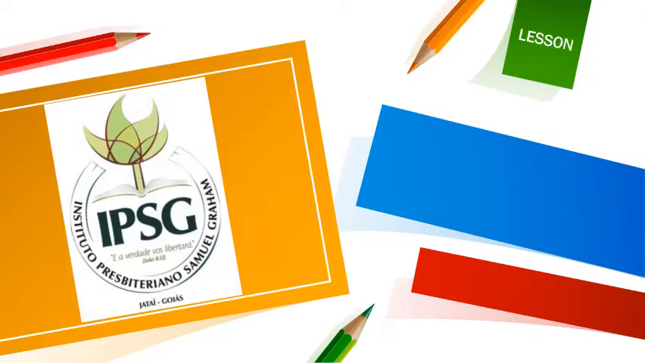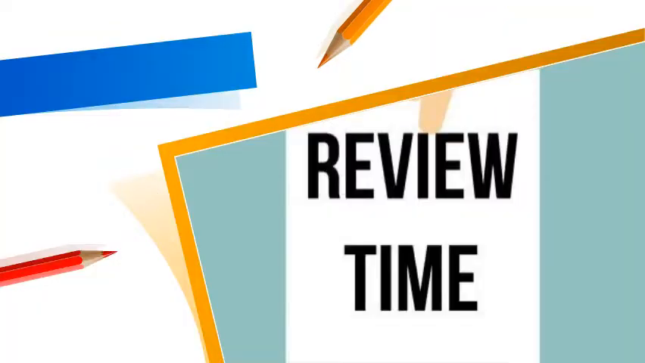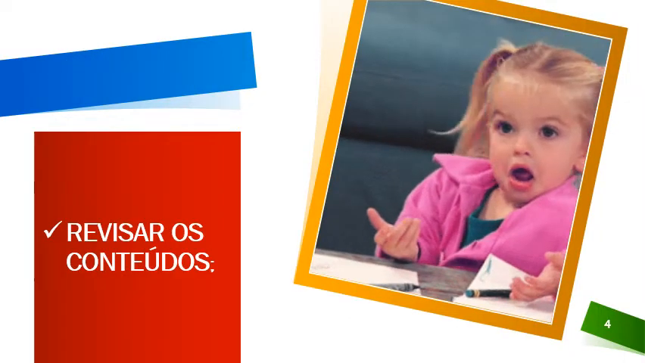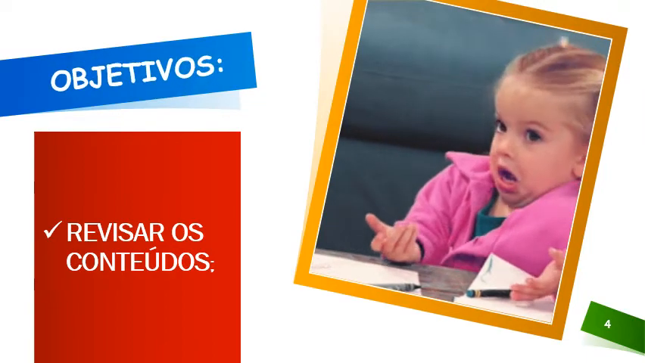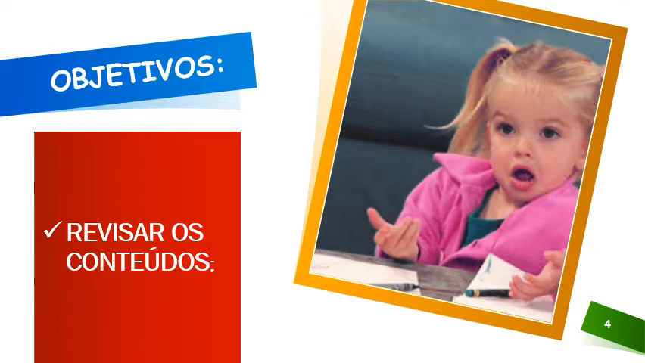Let's study in English, third grade, our lesson 15, it's for you. Third grade, it's me, teacher Val. It's our review time. São conteúdos de revisão para a nossa avaliação. Então, o objetivo da teacher é revisar os conteúdos para que você não fique com a cara da menininha aí, tá?